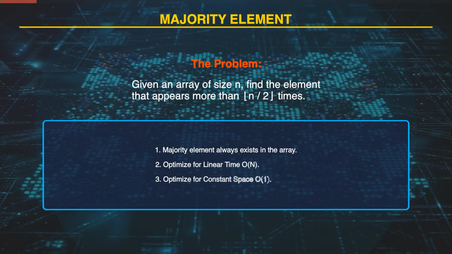Given an array of size n, your goal is to find the majority element. But what exactly defines a majority? In this challenge, it is the element that appears more than n divided by 2 times. You can always assume that a majority element exists in the input array. While you could solve this by sorting or using a hash map, those methods use extra time or space. Our mission today is to achieve the optimal solution: linear time and constant space.